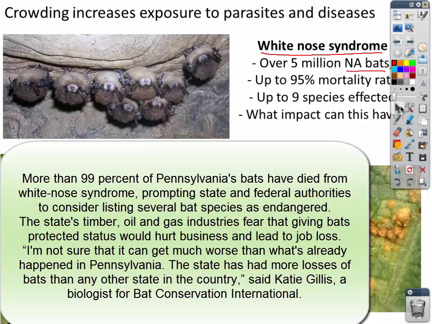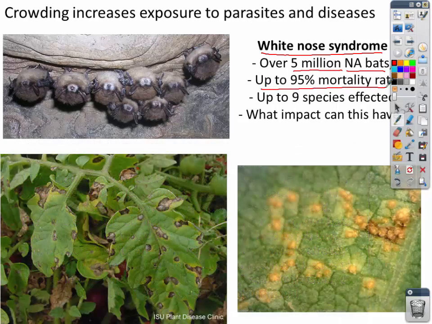If you take the bats away, white nose syndrome is affecting over 5 million bats. Once a bat gets it, there's a 95% mortality rate. It's going to die. All right, 9 species of bats have been affected. What impact can this have? What do bats do? Think about it.